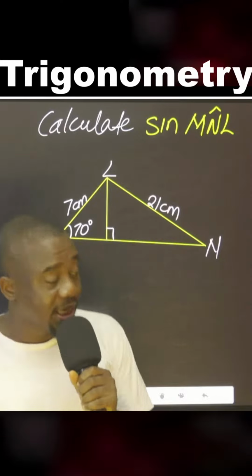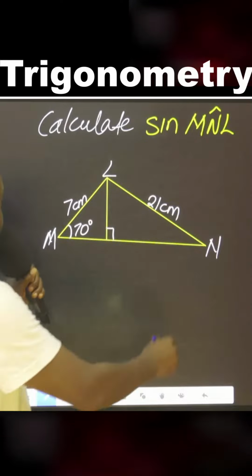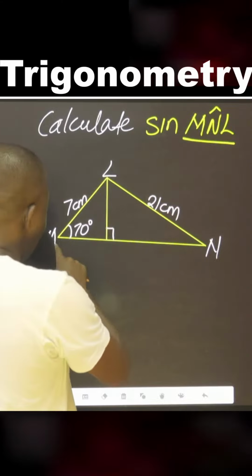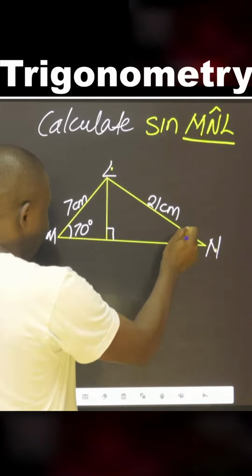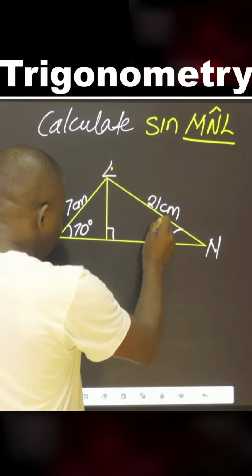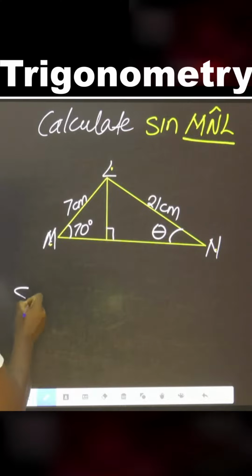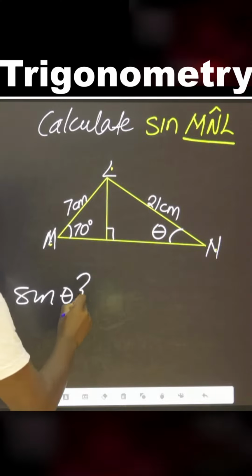Let's look at this. It says we should calculate for sine M and L. M and L, that is this angle. Let's just call it theta. Okay? Let's call it theta. So we are looking for sine theta. So this is the question.